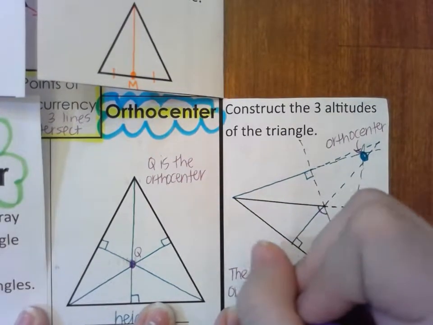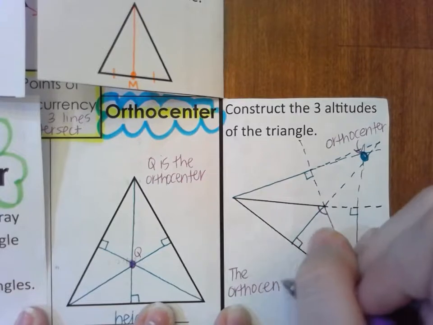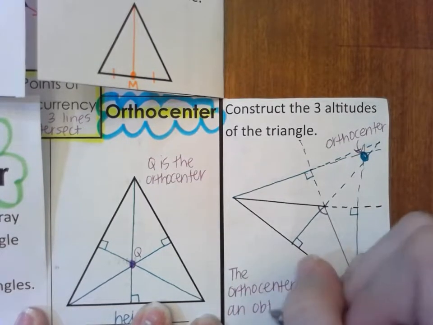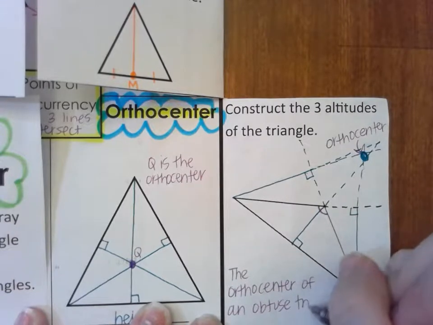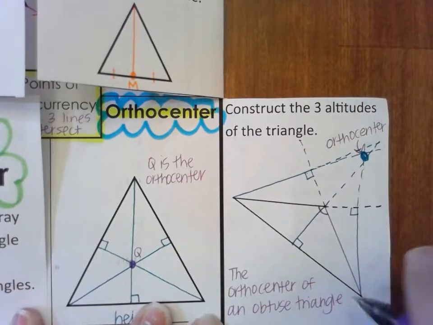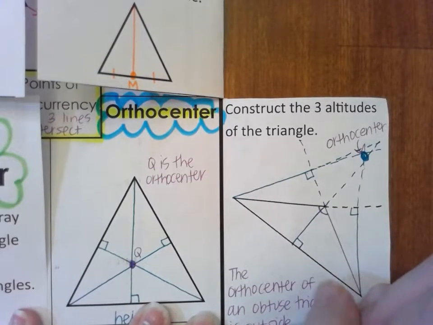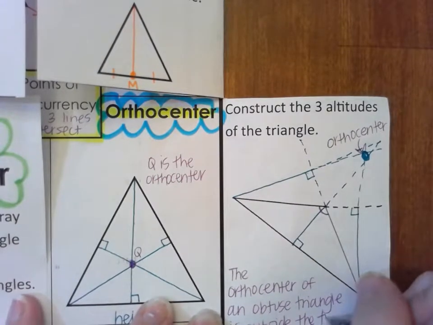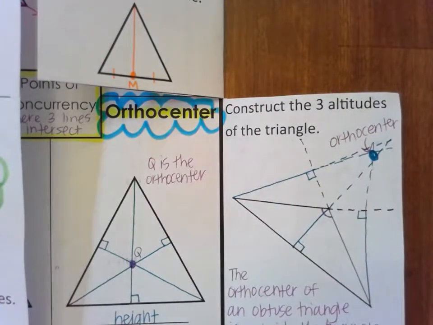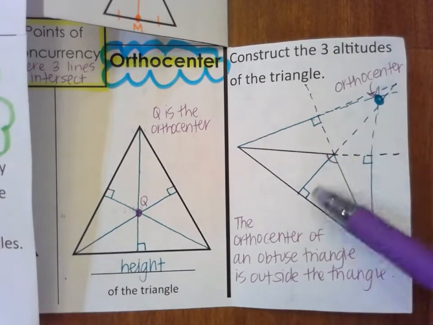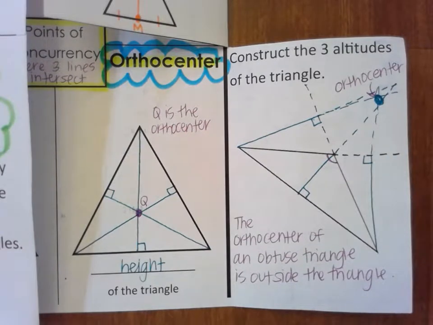So the orthocenter of an obtuse triangle is outside the triangle. And in order to see that, you have to extend the two sides, and then you had to extend the altitudes or the heights.